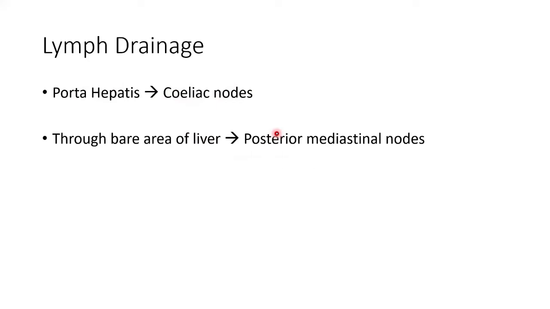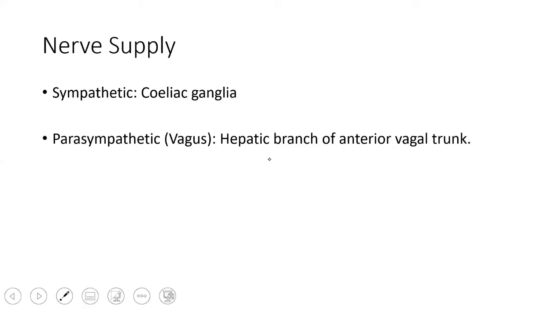And also there's another area of lymph drainage from the bare area of the liver, which is in direct contact with the diaphragm. From there, lymph drains with the diaphragm and surrounding organs to the posterior mediastinal nodes. Lymph drainage is important to know because cells like cancer cells and infections may spread along lymph. Therefore you have to know about the lymph drainage.